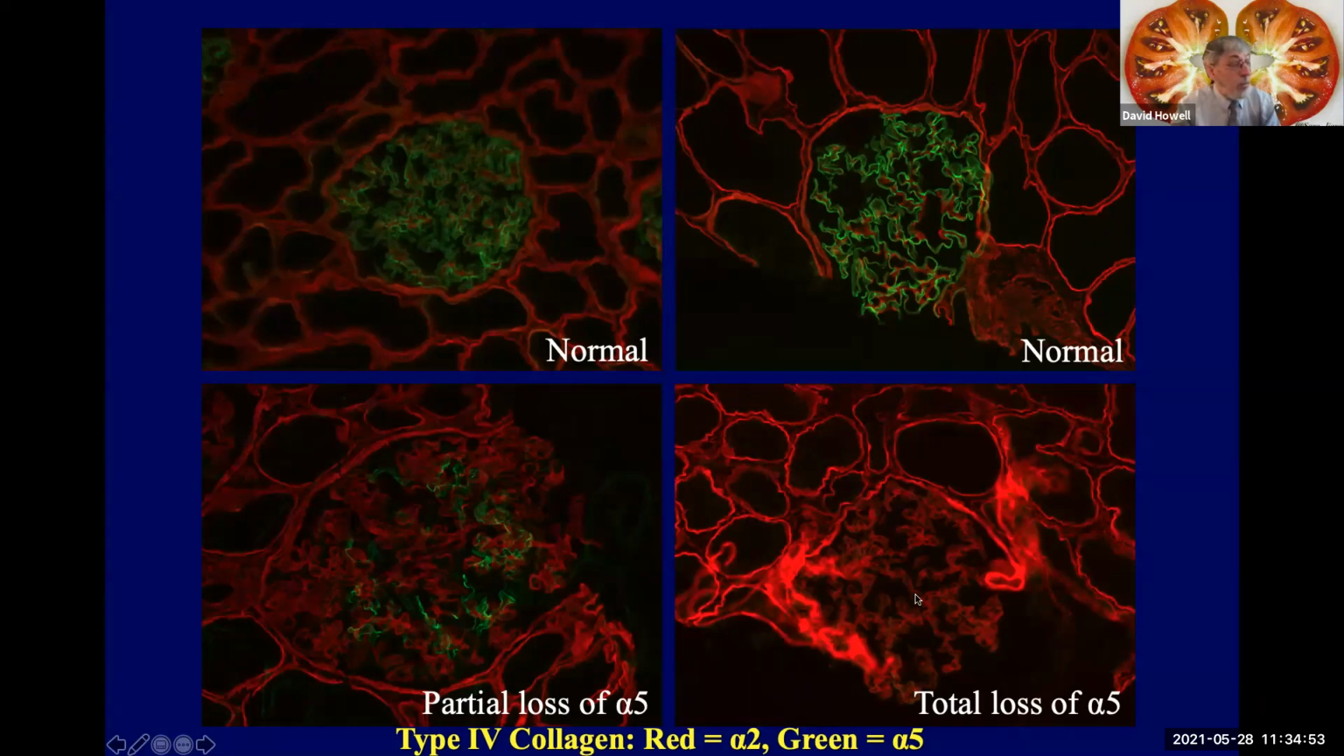So this is a biopsy from a male patient with X-linked Alport syndrome. And you see the red staining for the alpha 2 chain, but there's absolutely no staining for the alpha 5 chain, no green.